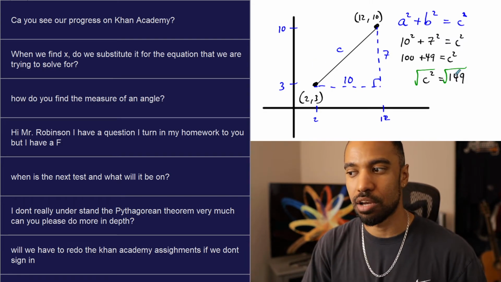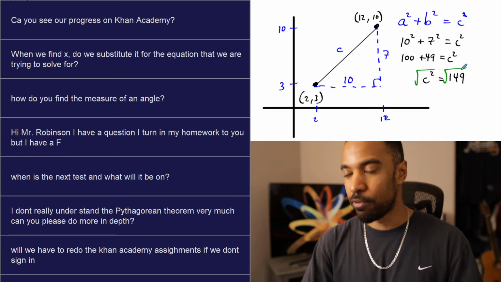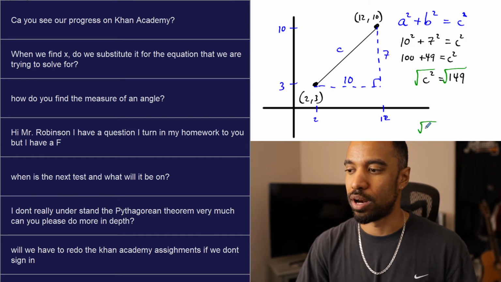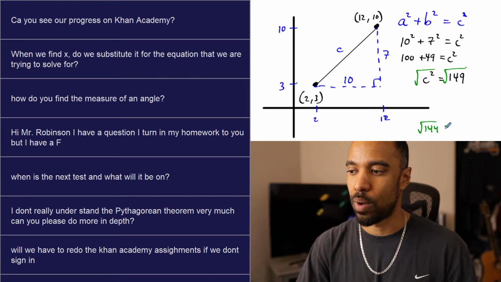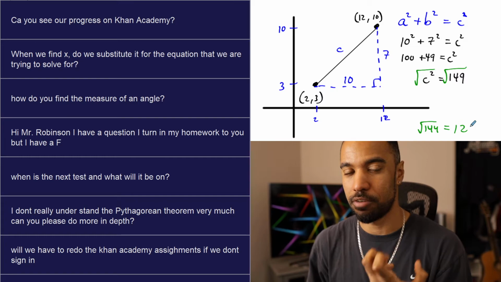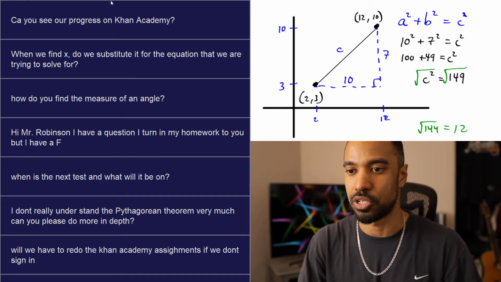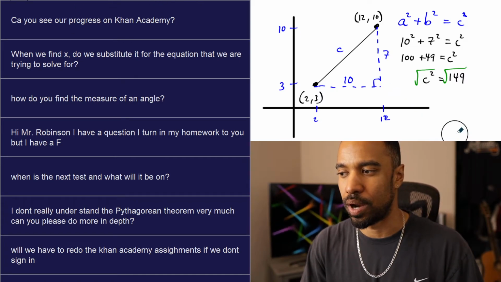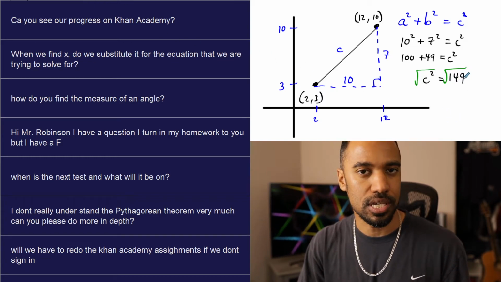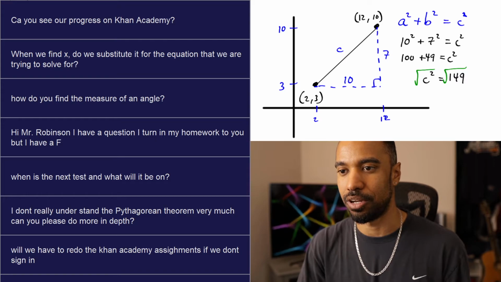So what number times itself is 149? Unfortunately, it's not what's called a perfect square. Say like the square root of 144 is 12, because 12 squared is 144. That would be a perfect square. I can take the square root of it and get an integer. 149 is not a perfect square. 13 squared is 169. This is somewhere between 12 and 13. I'm not going to approximate it. We're not going to use a calculator for it.